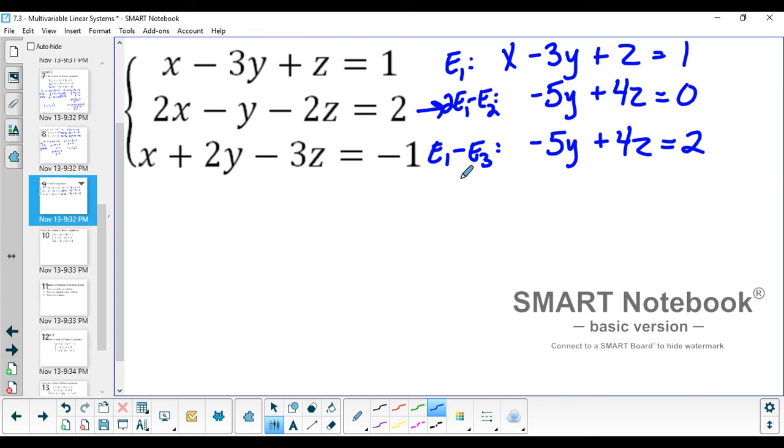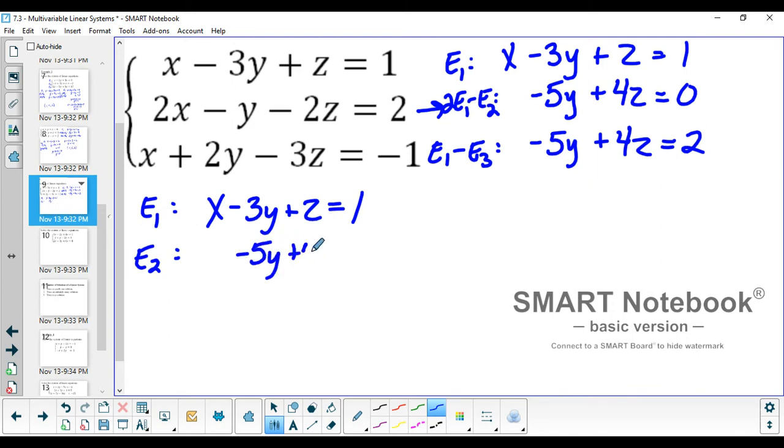Okay, so I want this to be a 1, but for now I'm going to go ahead and kind of skip that step until the very end, because then it's going to give me messy fractions. Okay, so I'm going to keep E1, and that'll be x minus 3y plus z is equal to 1. I'm going to keep E2, all right, and that will be negative 5y plus 4z is equal to 0.